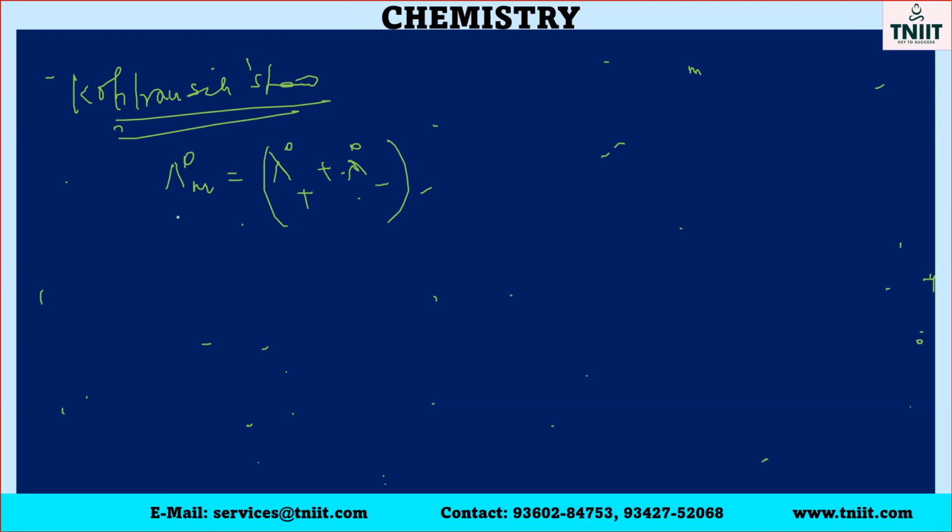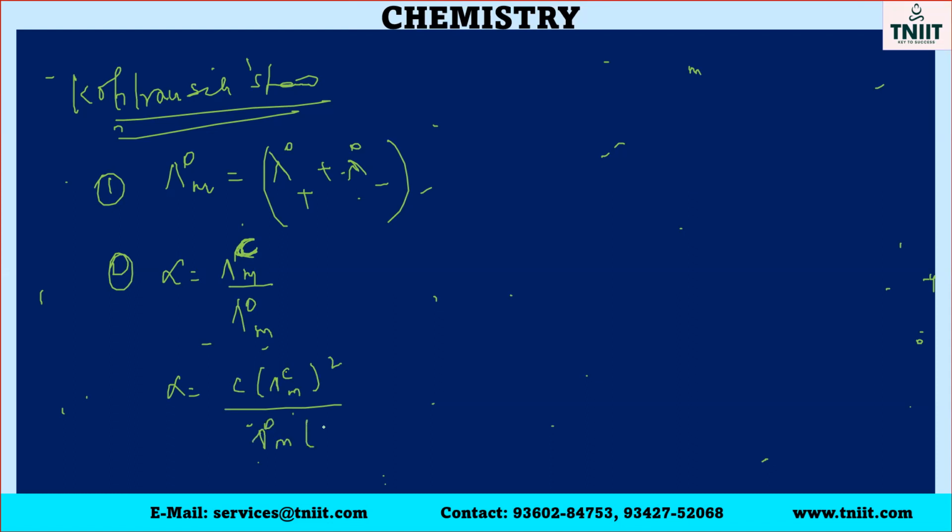Now, one example we will take and then solve. Before we solve, this is one formula which you have to remember. The second formula which you have to remember is alpha, the degree of dissociation, given by lambda Cm, the molar conductance at a particular concentration, divided by molar conductance at infinite dilution. On simplification, we can calculate the degree of dissociation by the formula C into lambda Cm the whole square divided by lambda naught m into lambda naught m minus lambda Cm. Here lambda naught m is molar conductance at infinite dilution. Lambda Cm is molar conductance of a particular compound at a particular concentration.